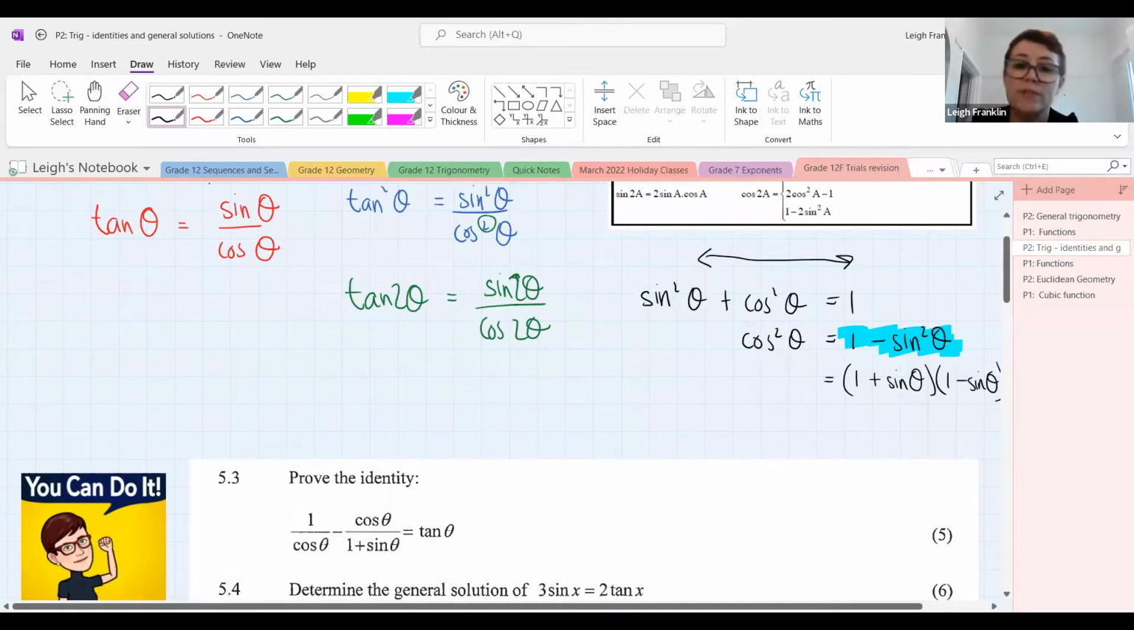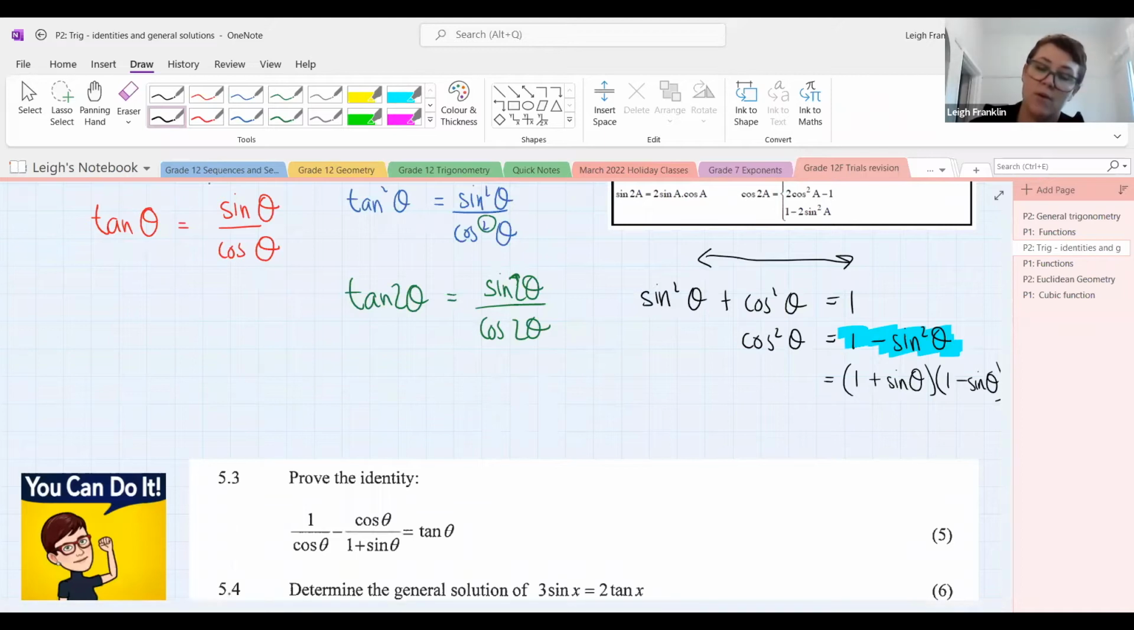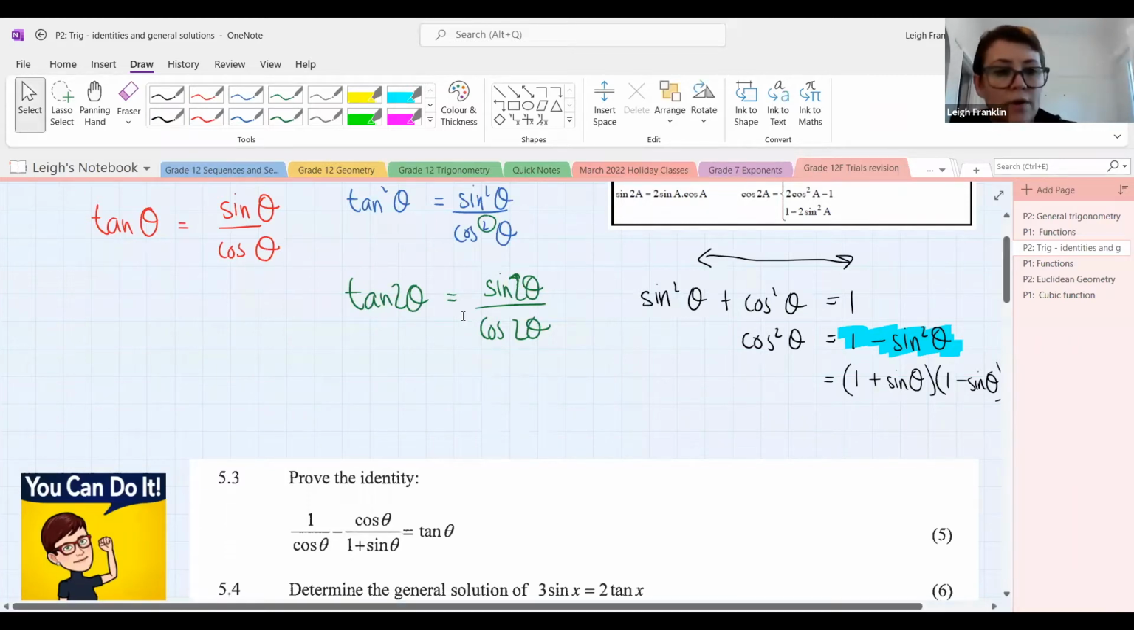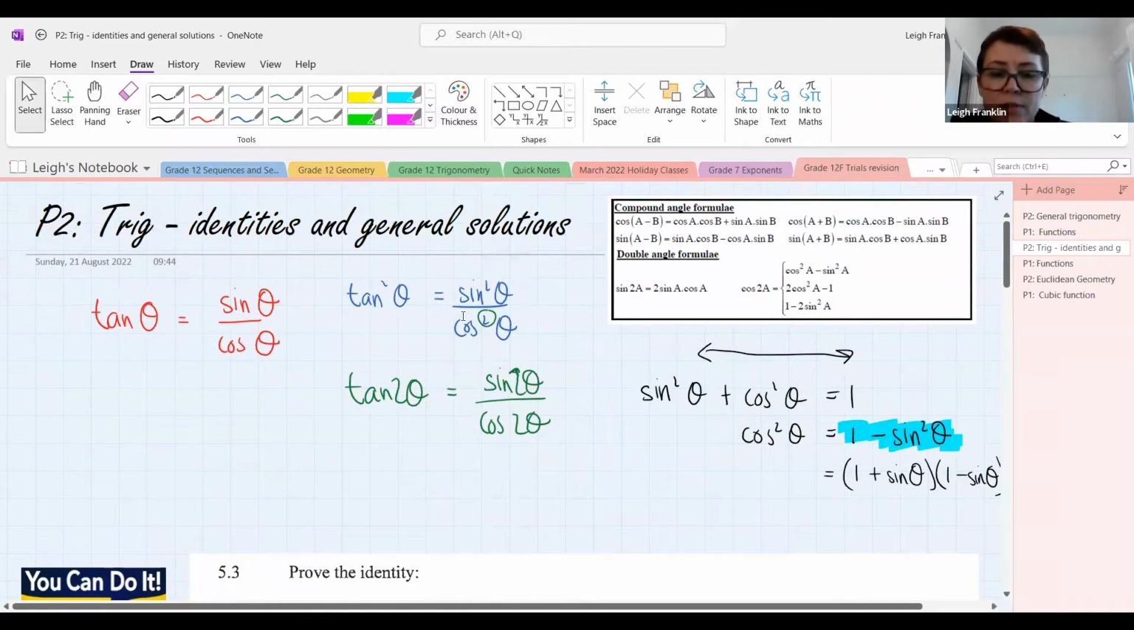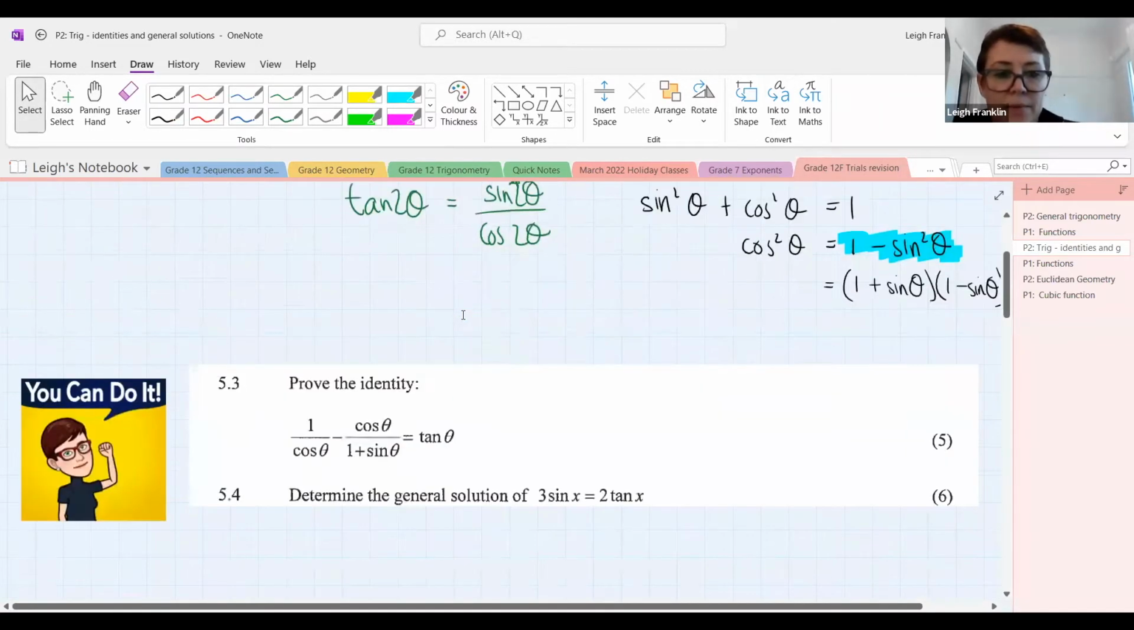You could do the same thing with sine squared theta, where you could make that the subject of the formula, and then that would be equal to 1 minus cos squared theta, and then you could factorize that further as well. So just don't forget about those, because they do come up and we do use them in matric maths.